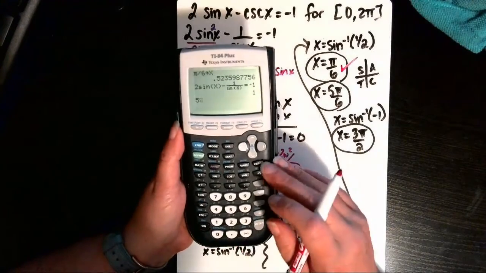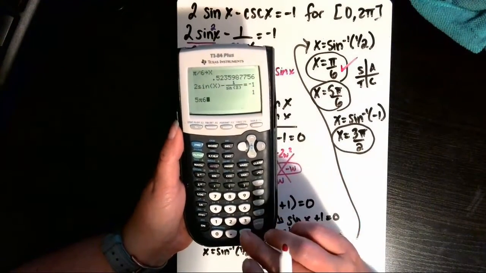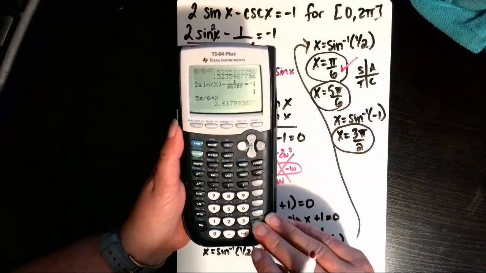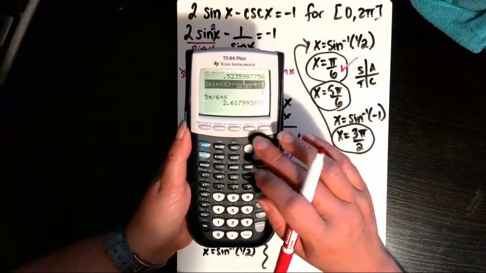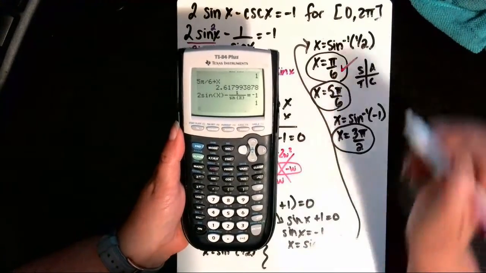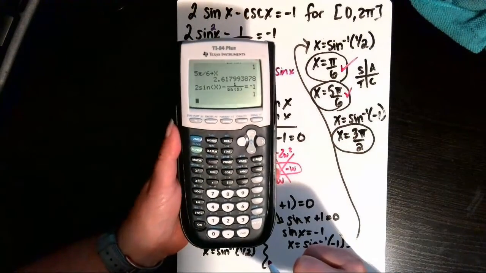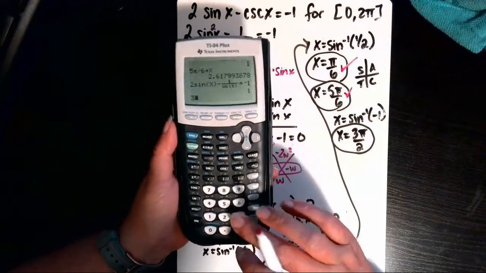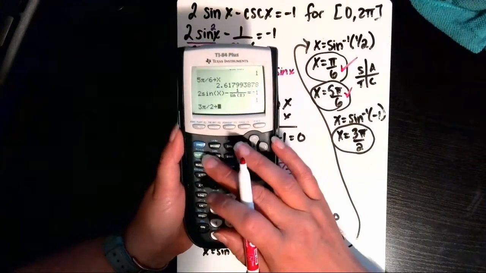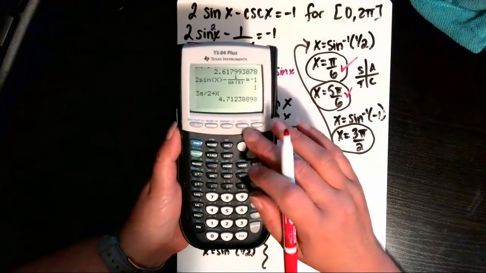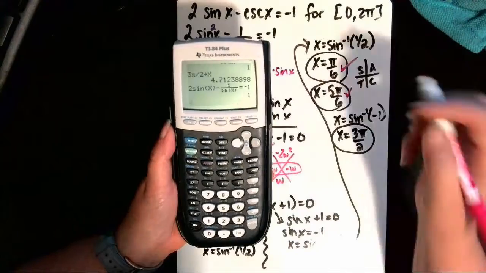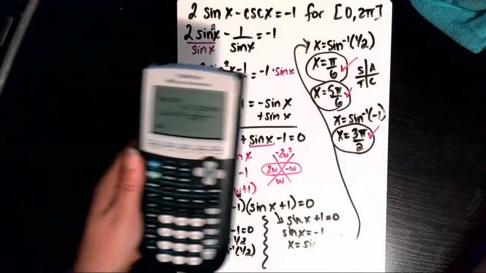Next, we're going to check 5 pi over 6 and store that as x. And then you can arrow back up to your equation and press enter. And we also get a 1, so 5 pi over 6 checks as well. And then last but not least, we're going to check 3 pi over 2 by storing that as x. Arrow up, grab that equation, press enter, and 3 pi over 2 also checks.